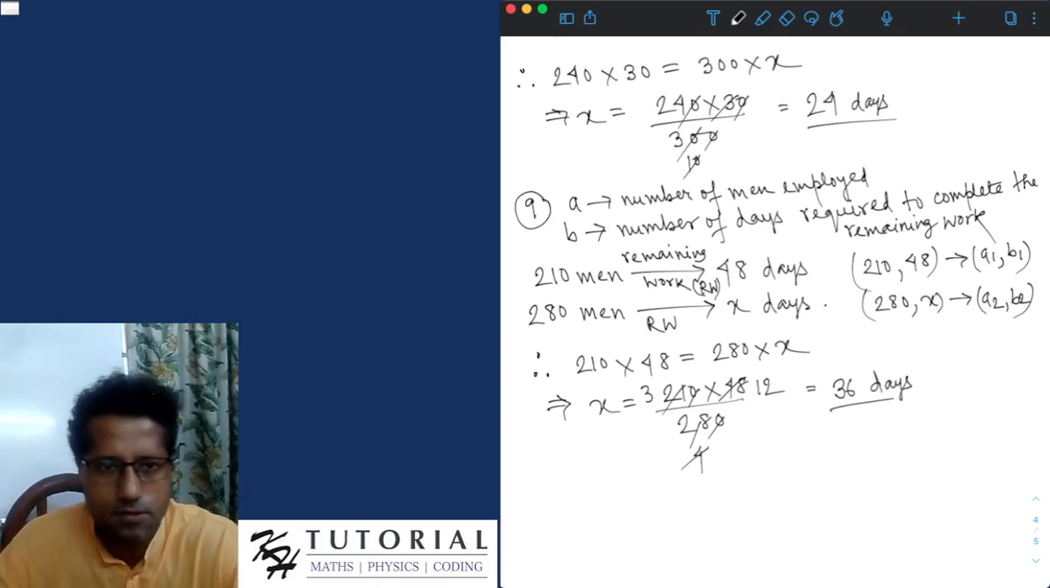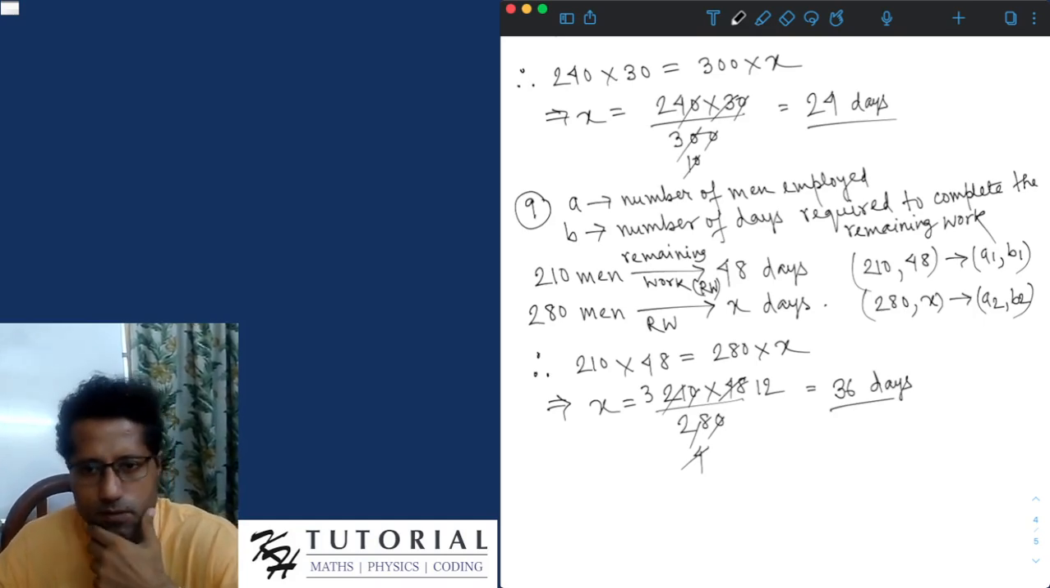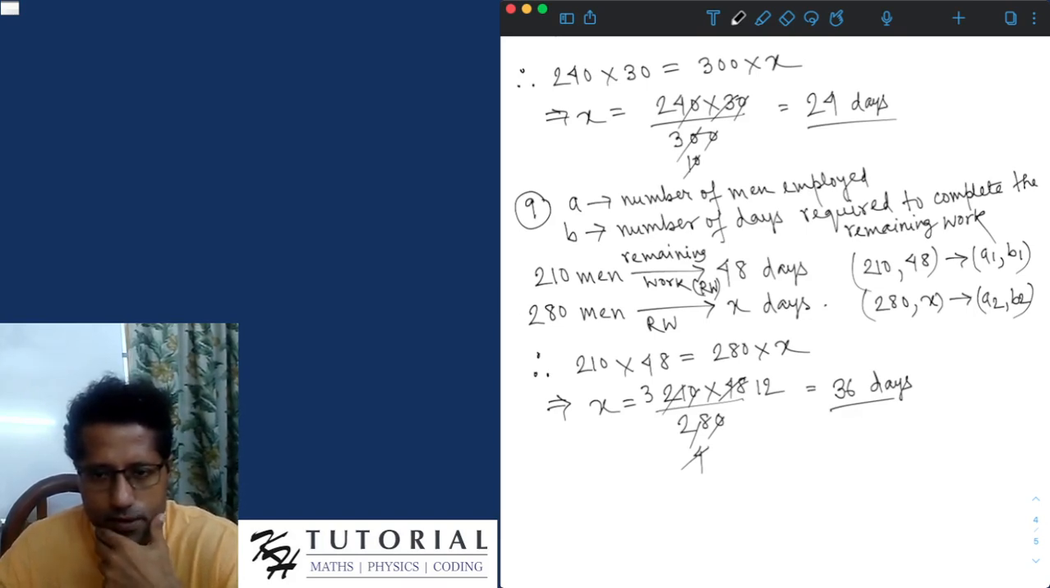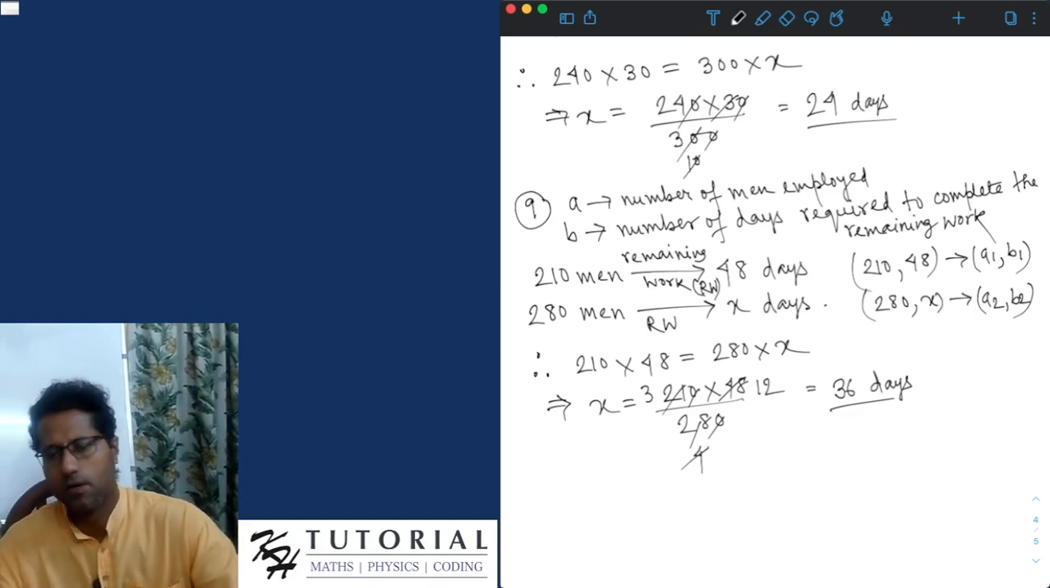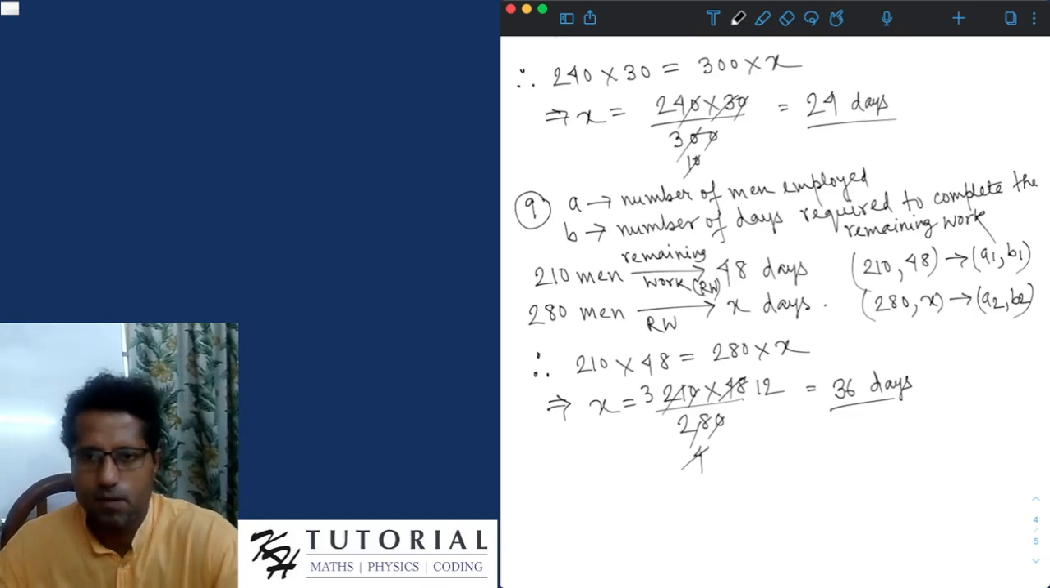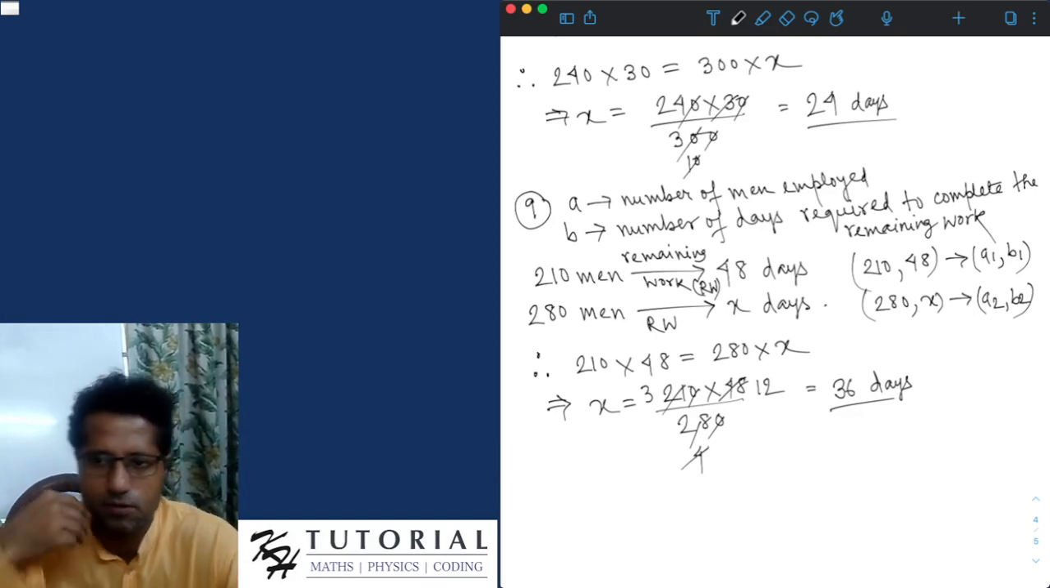So 36 days is the answer, which is quite obvious because 210 men were supposed to complete the remaining work in 48 days. Now you have more men, that is, you have 280 men. So definitely the remaining work will be completed in fewer days than 48, which is 36 days.